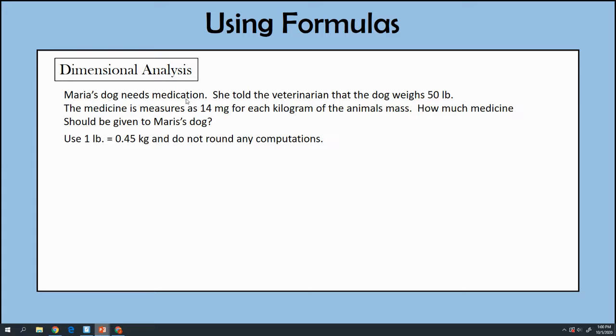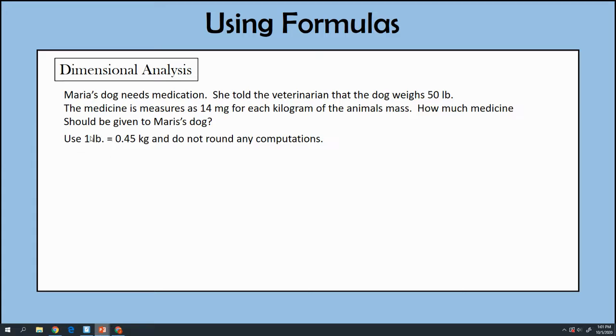Okay, Maria's dog needs medication. She told the veterinarian the dog weighs 50 pounds. The medicine is measured as 14 milligrams for each kilogram of the animal's mass. That means mass means weight. How much medicine should be given to Maria's dog?